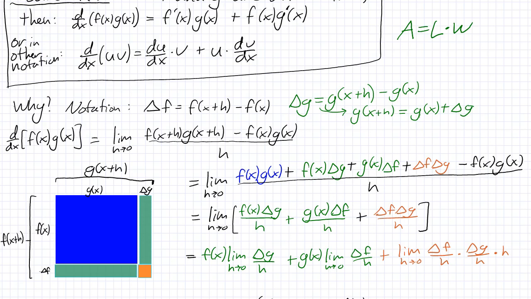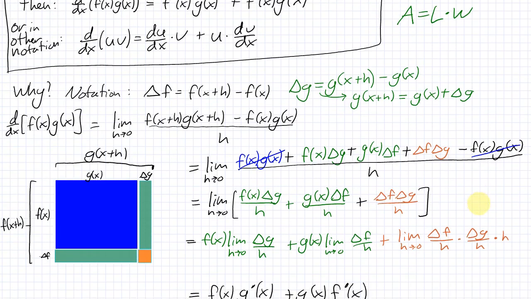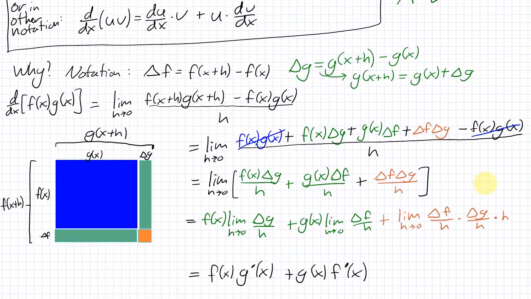And one way you can see that is that this blue part here, f of x times g of x, cancels out with this minus f of x times g of x, which is what you want to happen, because you want the top of the difference quotient to always just be the change. So the change is represented by these other parts here. So what happens to the green and the orange parts as the change in x, also known as h, gets smaller and smaller?